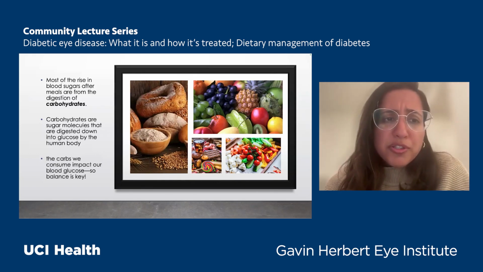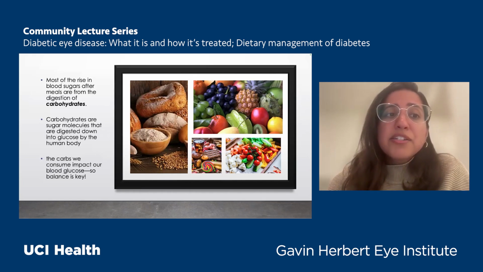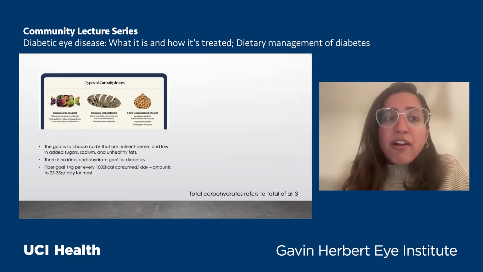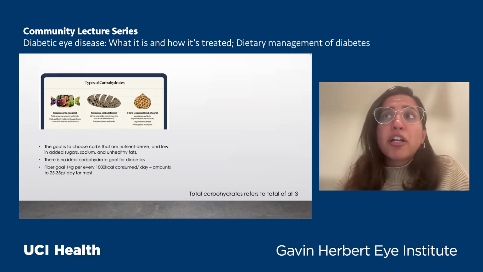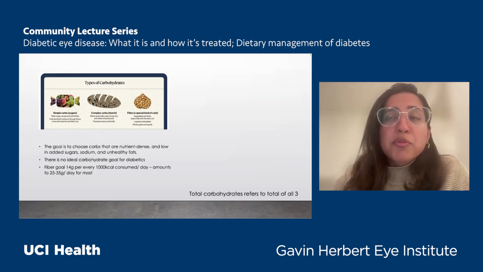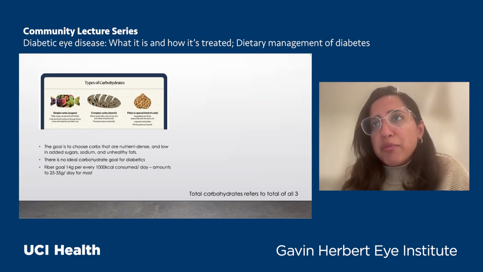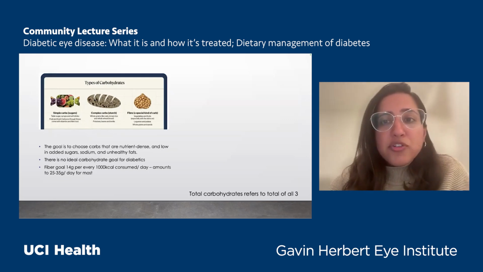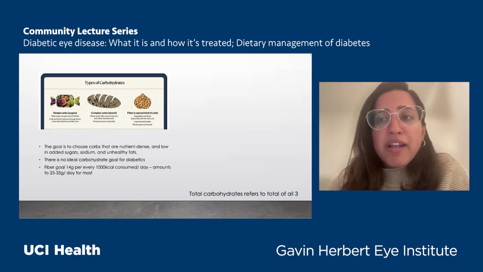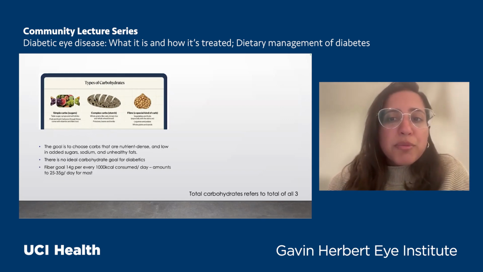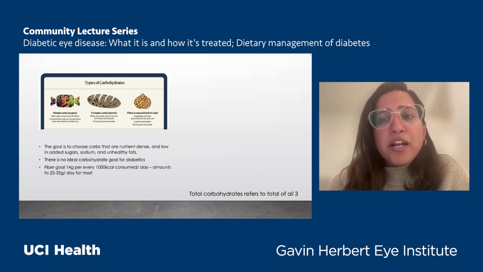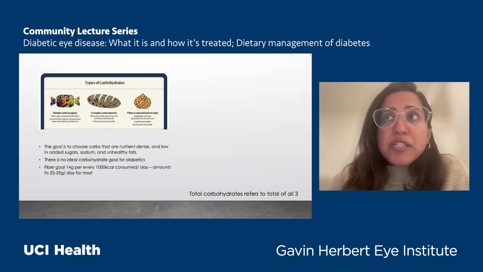These are sugar molecules that are digested down into glucose by the body. There are three types of carbs. One is a simple carb. The second is complex carbs, which are starch. And then the third is fiber. So simple carbs is essentially sugar. It's broken down very rapidly by the body and it causes a very sharp rise in glucose. So some examples can be things like corn syrup, honey, fruit juices.